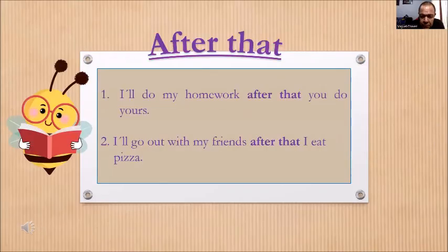After that. This connector is useful for expressing an action that is performed immediately after a previous action has completed. For example, I do my homework, after that you do yours. I'll go out with my friends, after that I eat pizza.